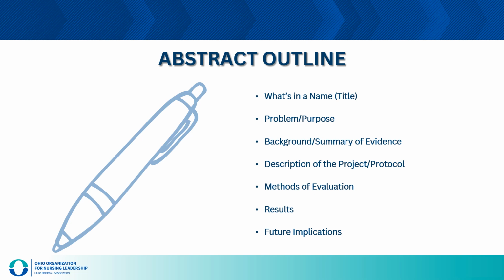So this is the outline for the abstract. You have your title, problem, background, description of the project, methods, results, and future implications. The OONL recommends this basic outline, and it works for most abstracts. You start with a clear title, followed by your problem or purpose. This sets the stage. Then the background provides context and evidence supporting your project. The project description and methods show what you did, and results reveal your findings, and the future implications answer, so what? But let's get a little bit more into it and take a deep dive.